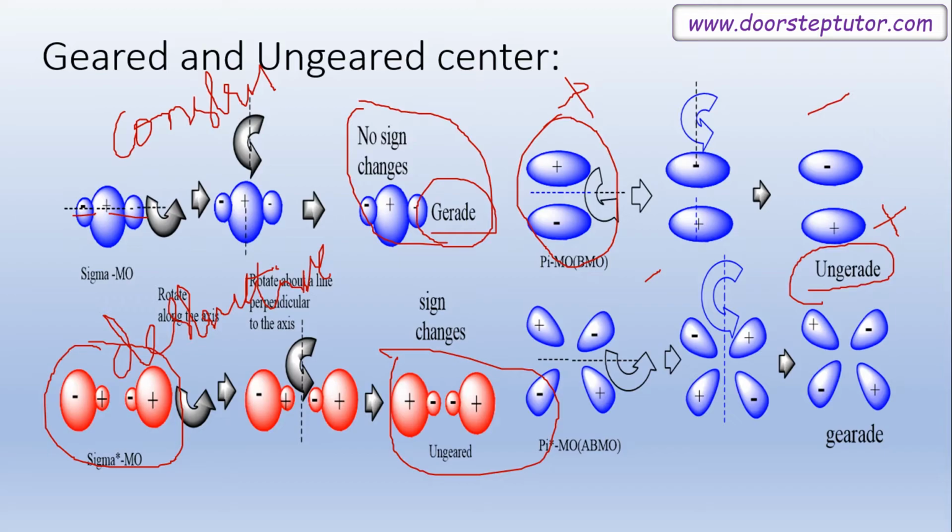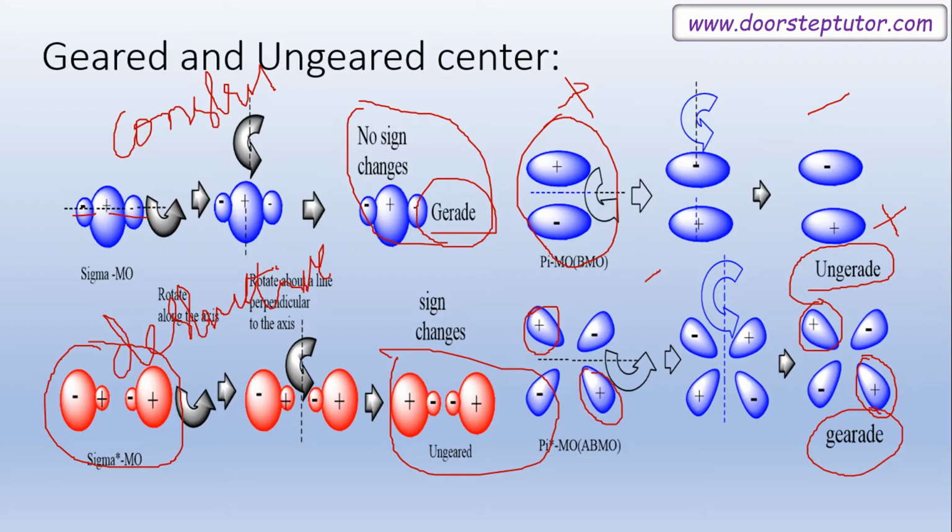So this is the destructive overlapping, and this is the constructive overlapping. You can rotate along the axis, or you can rotate about a line which is perpendicular to the axis. Okay. Clear, student? Here the signs do not change. This is a plus sign, and after the rotation it is the same sign. You can see after the rotation the signs are the same. So if after the reflection the signs are the same, then it is gerade.